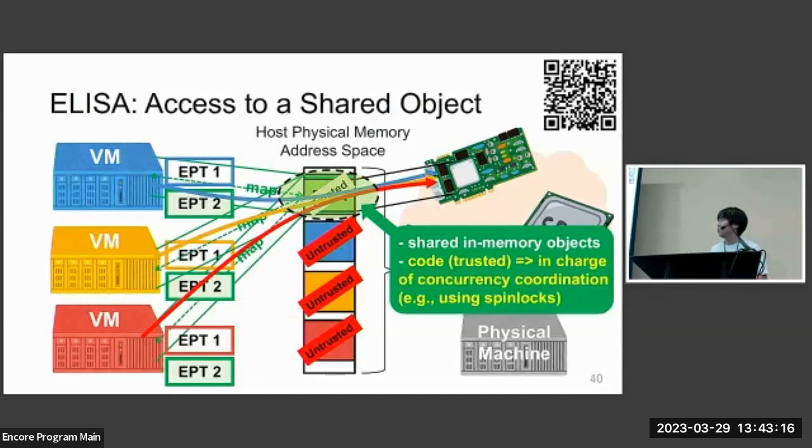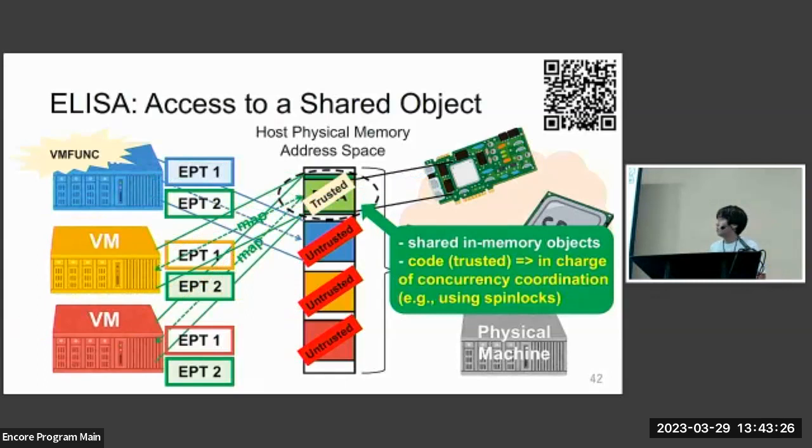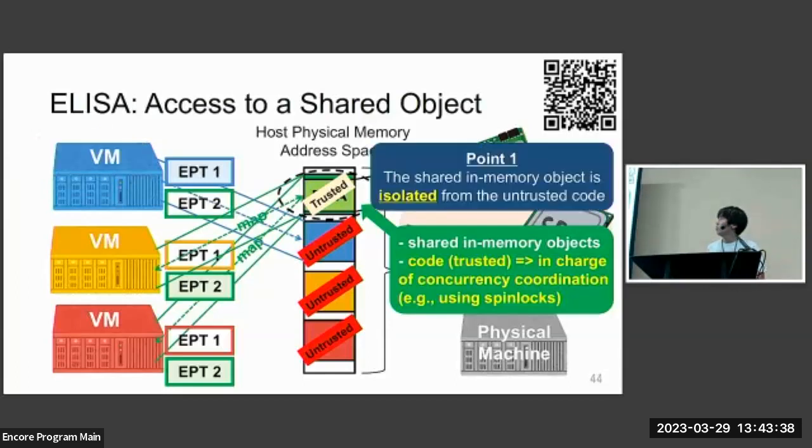And here, this code in the trusted domain is in charge of the concurrency coordination. For example, we can implement the spin lock and so on. Now after the VM finishes its work in the trusted domain, it executes the VM func again, and the context comes back to the default non-trusted EPT context. So in this setup, point one is that the shared in-memory object in the trusted domain is isolated from the untrusted program. The untrusted program cannot directly access the shared memory object. So this is point one.